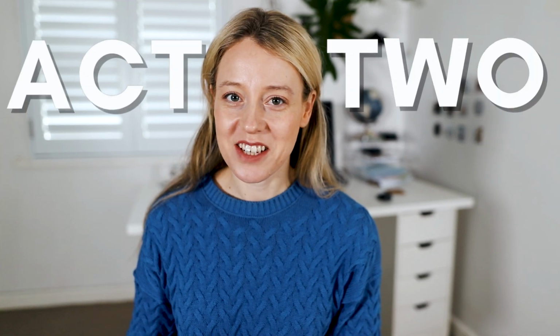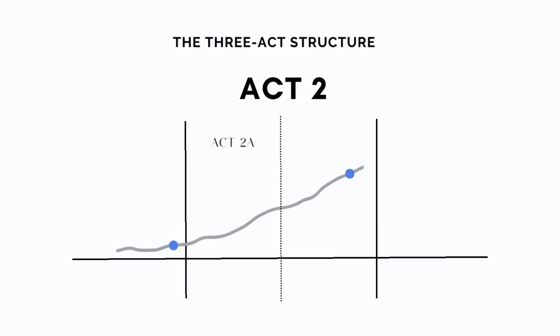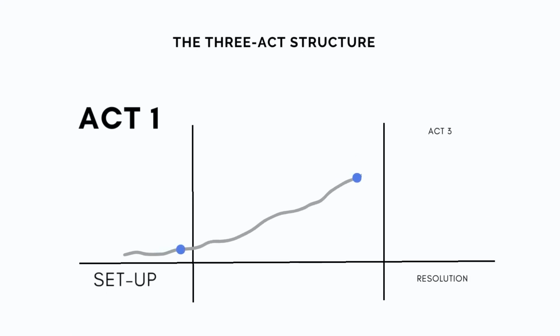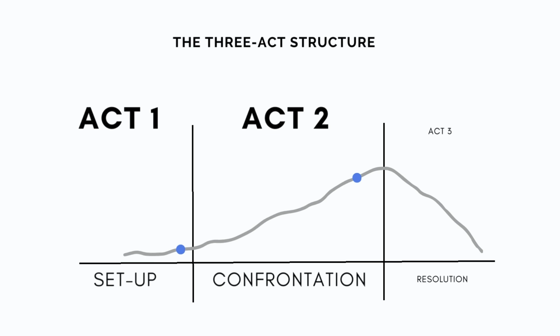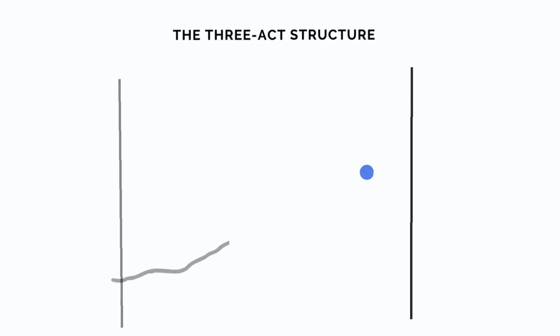Today we're looking at Act 2. This is often broken down into Act 2A and Act 2B because Act 2 is much longer than the other two acts. Act 1 is referred to as the setup, and Act 2 is the confrontation. Here, stakes increase as well as conflict is introduced that challenges our protagonist but also sharpens them. Here's what we typically see.